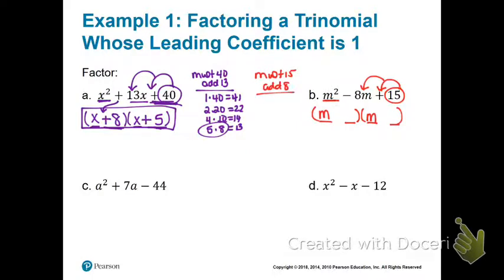So I'm going to list everything that multiplies to 15 starting at 1. 1 times 15, 2 doesn't go into it. 3 times 5, 4 doesn't go into it. 5 times 3, I'm repeating myself so I can stop.